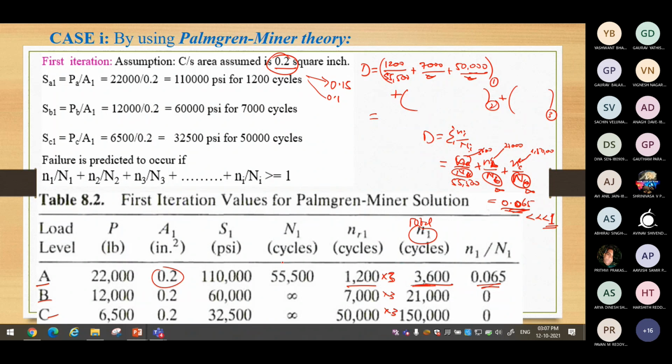Even if we use the Manson theory, the load sequence effect is not considered. For that we have to use the non-linear theory. But the problem with using the non-linear theory is the data. We do not have that much data. Maybe for simple common-purpose steel you might have.